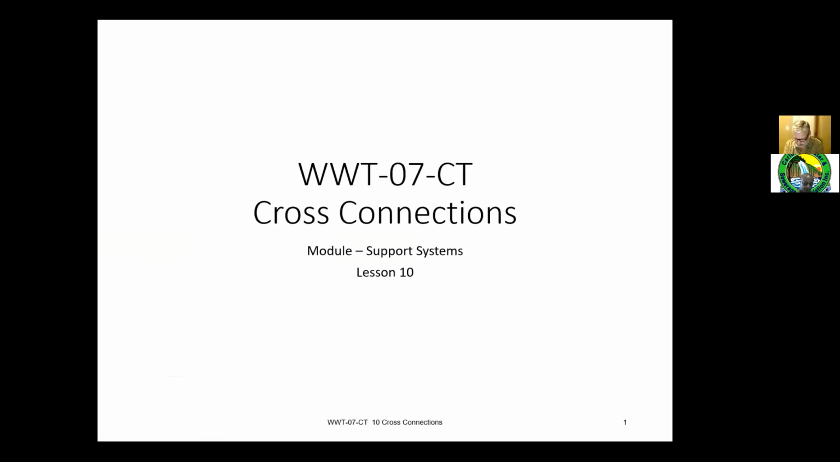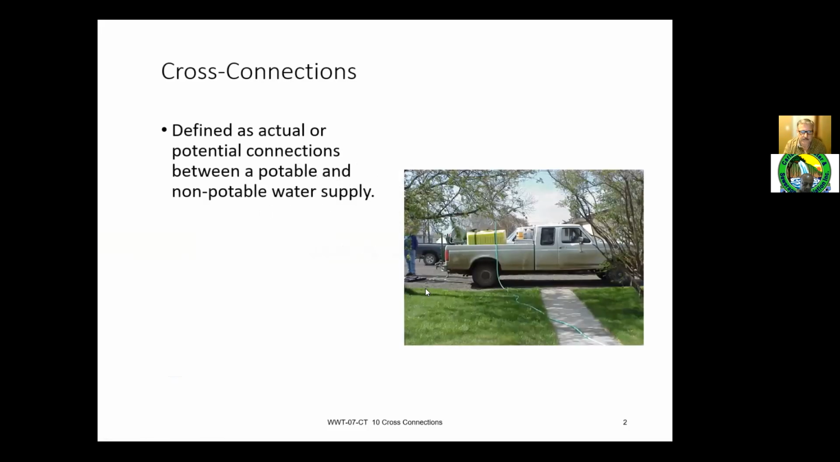So cross connections. These are actual or potential connections between non-potable and potable water supplies. They can pose a serious health hazard if you're drawing contaminated water into a water system, and it's easy to do. As soon as you have contact between potable and non-potable water, and the potable water system, maybe the pump goes down or there's a drop in pressure, it will draw contaminants back into that water system. Once contaminants are in the water system, you are directly affecting public health.